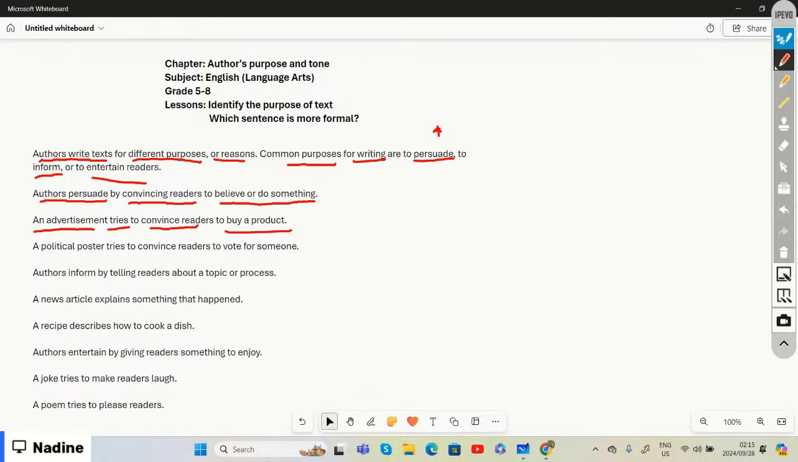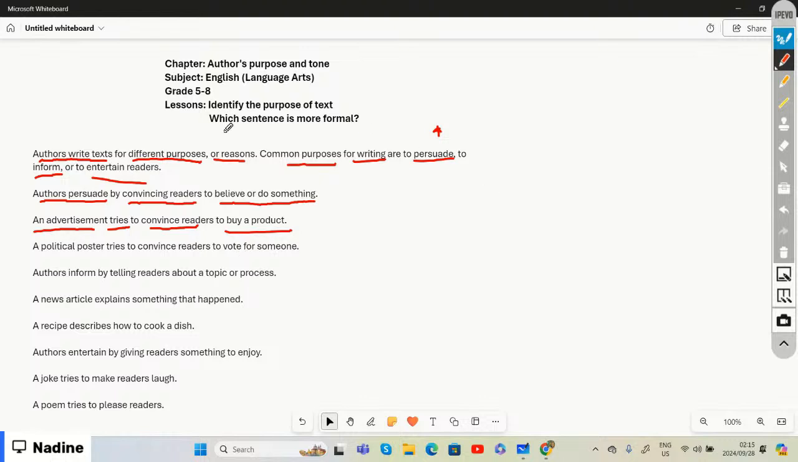Exactly. They try to make it seem perfect, and they try to make it seem that this cup is better than the other cup, or this product is better than the other product. So well done. Yes, that is totally correct.